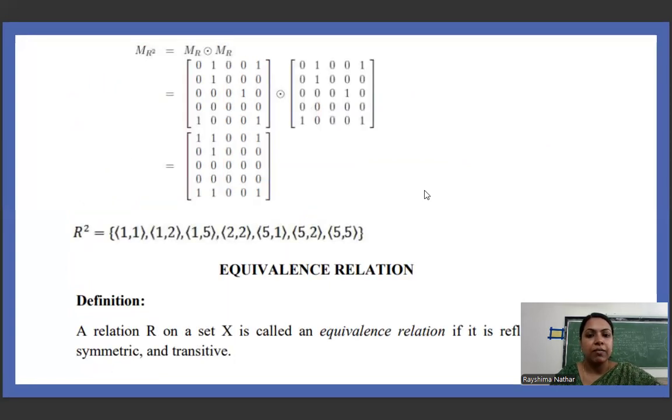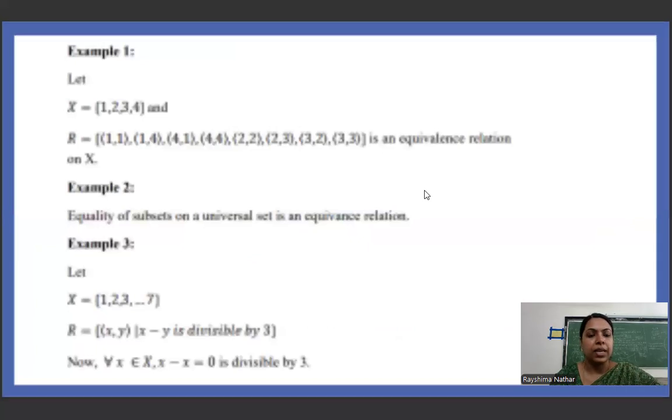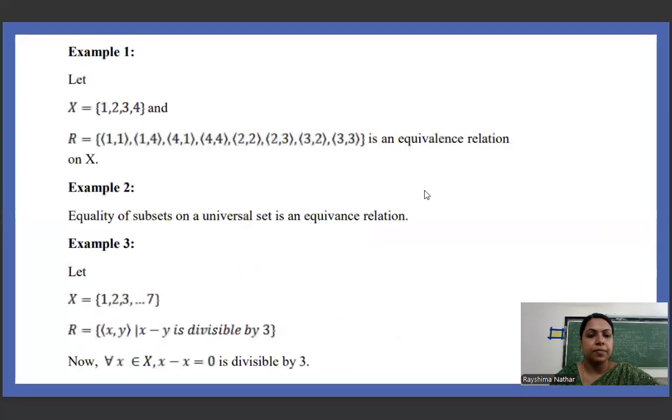Next one is equivalence relation. If the relation satisfies the three properties, that is reflexive, symmetric and transitive, then the relation is an equivalence relation. Here are some examples. X is a set consisting of 1, 2, 3, 4 and R is a relation. You can check the reflexive, symmetric and transitive properties on this relation R. Also, equality of subsets on a universal set is an equivalence relation.